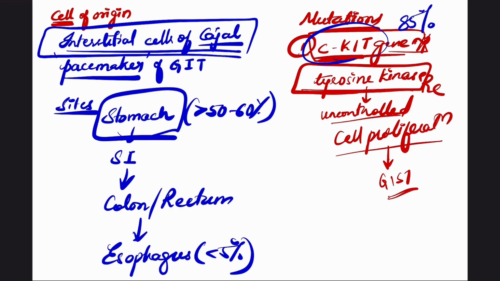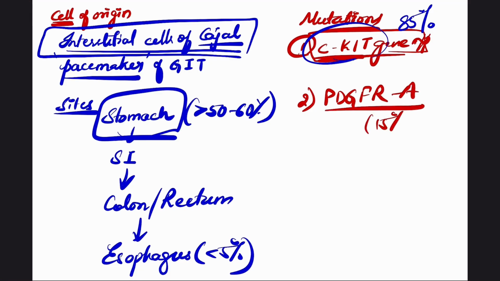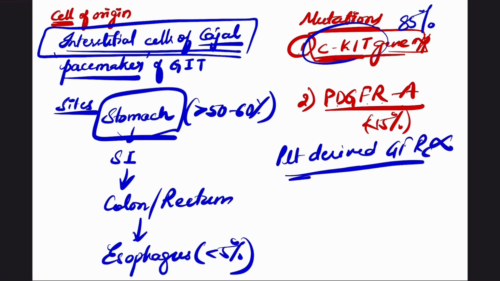The second gene is the PDGFRA gene, accounting for about 15%. It stands for platelet-derived growth factor receptor alpha.